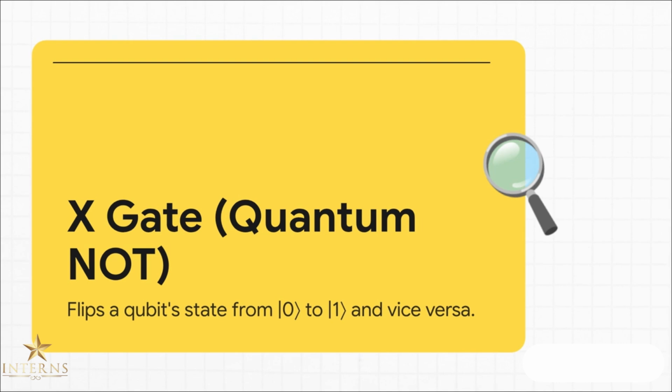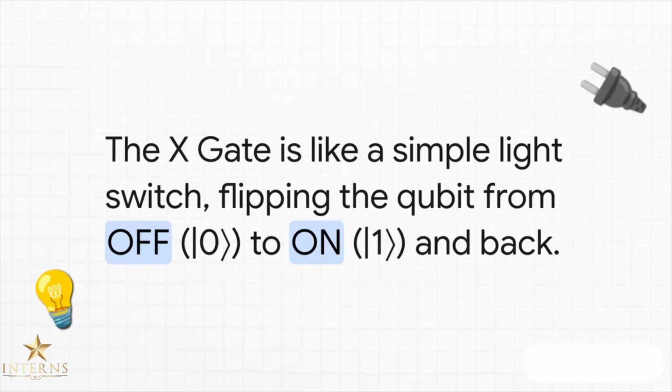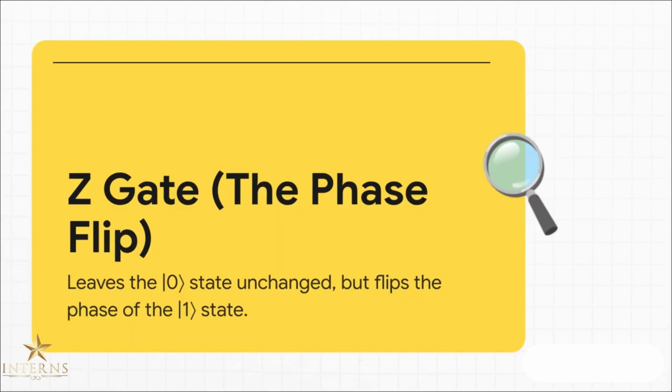Simple, clean, effective. The absolute best way to picture this is just a simple light switch. Think of the off position as the 0 state. That's just our label for quantum 0. And the on position as the 1 state. The X gate is literally just the action of flicking that switch from off to on or on to off. That's it.